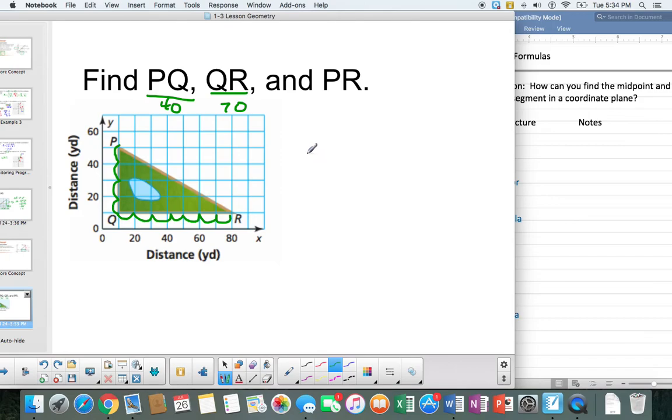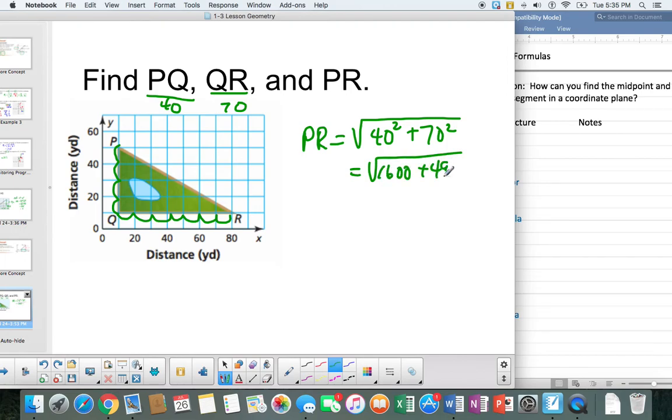So we can just use the distance formula. PR is equal to root, and then we're just going to do 40 squared plus 70 squared. And this will be 1600 plus 4900, and this will be the square root of 6500. And 6500 is 65 times 100. The square root of 100 is 10, so it's 10 root 65. That's the way to do it with the Pythagorean theorem.